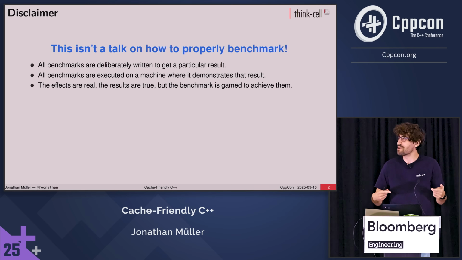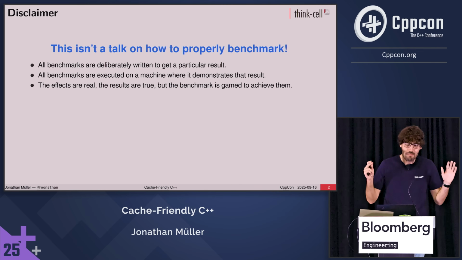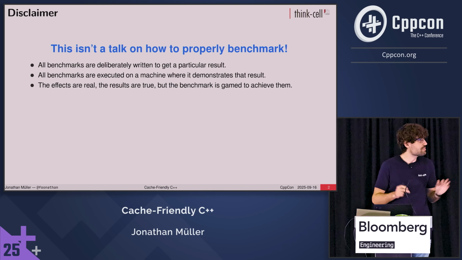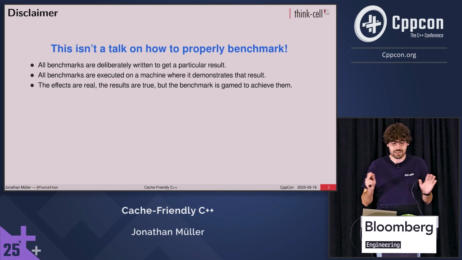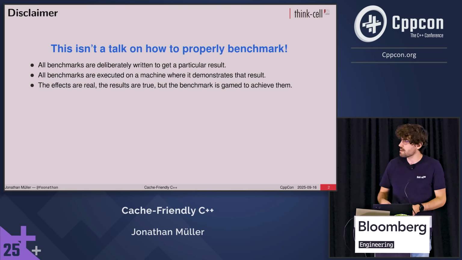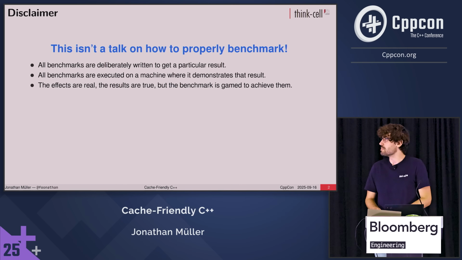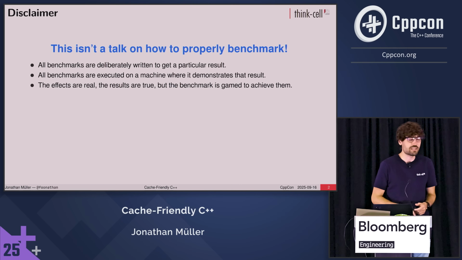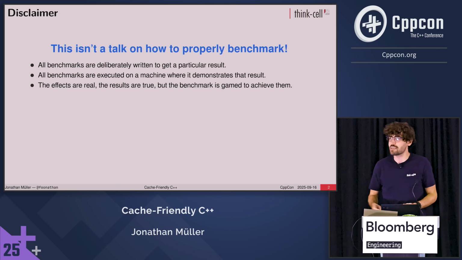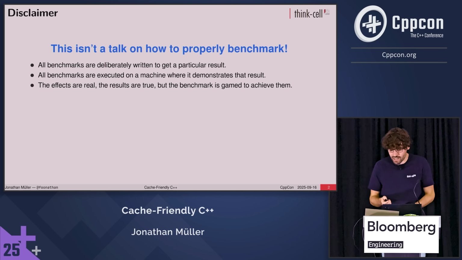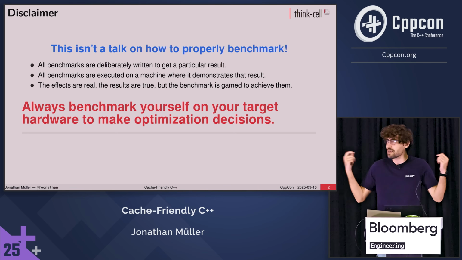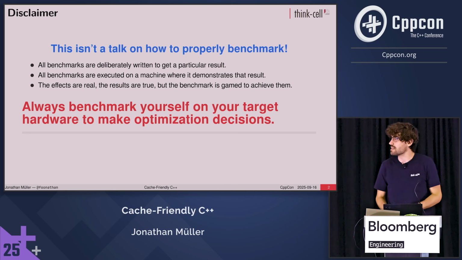But I wanted to tell a story in this talk. I wanted to demonstrate some effects, so I gamed the benchmarks in such a way that I got the effects. I also picked CPU architectures in a smart way to get the results. So some of them were on my laptop, some of them were on Apple M1, just to really get good results. I'm presenting two effects, but you really need to do your own benchmarks before you make any optimization decisions. And don't take anything I give you in my talk and just apply that blindly, measure yourself.